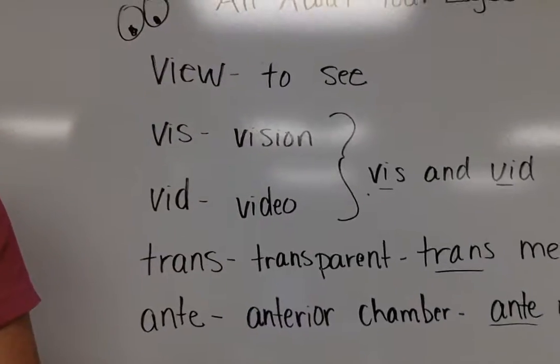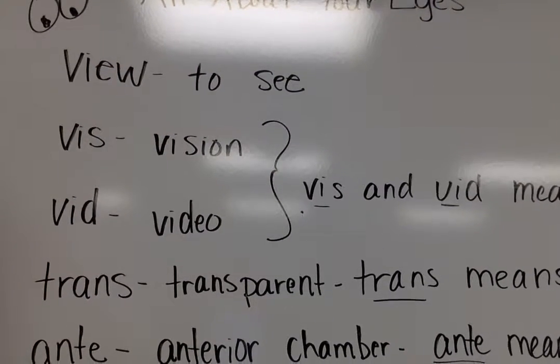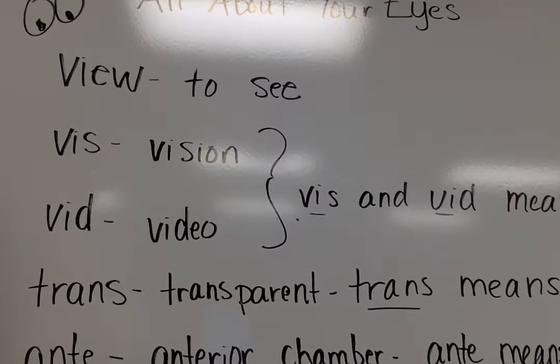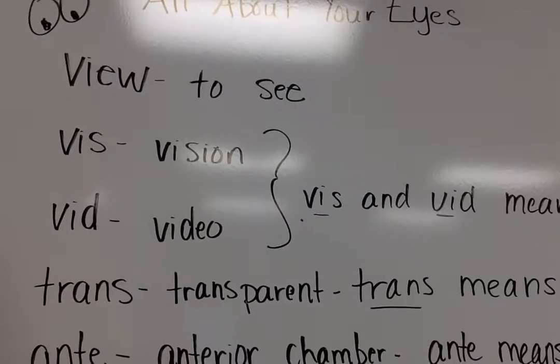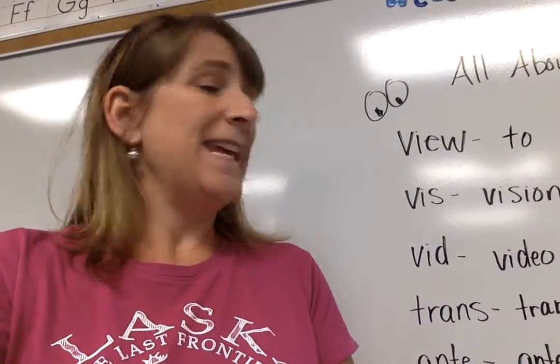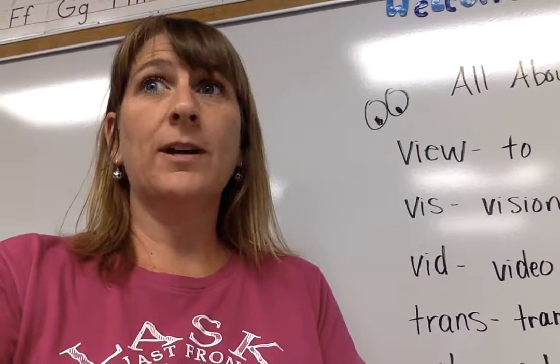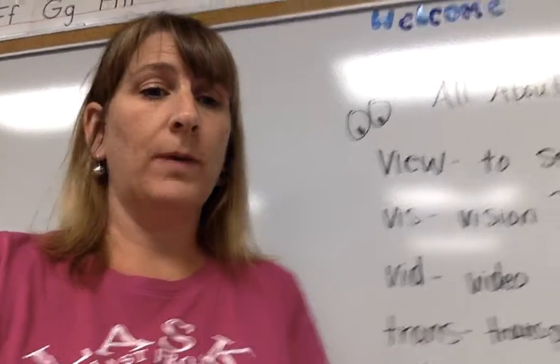Take a look at the next one. It says trans, as in the word transparent. Trans means across or through. This is kind of a tricky one. If something is transparent, it means you can see through it. So if I held up a piece of plastic wrap, you'd say, oh, that's transparent. You can see right through it.